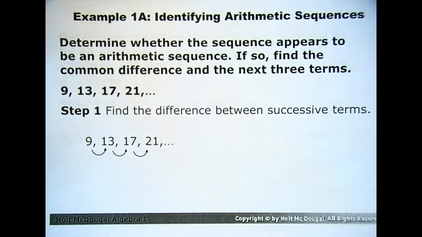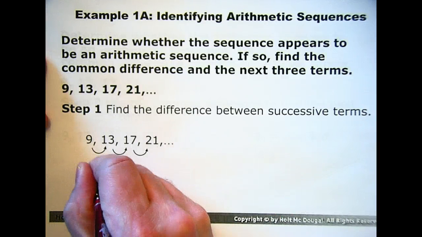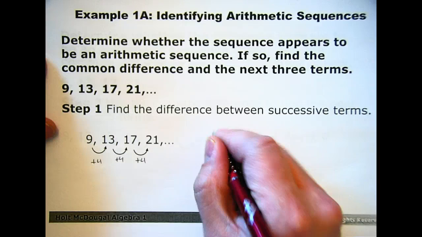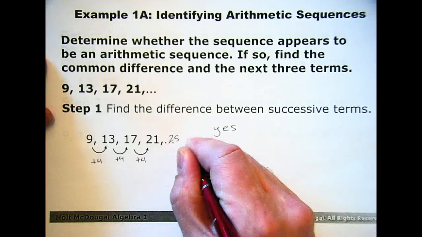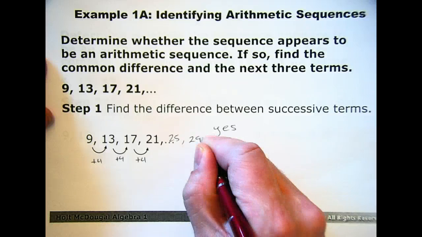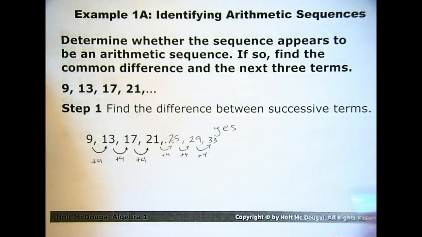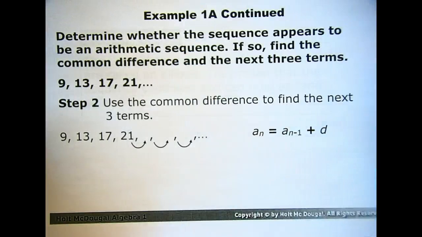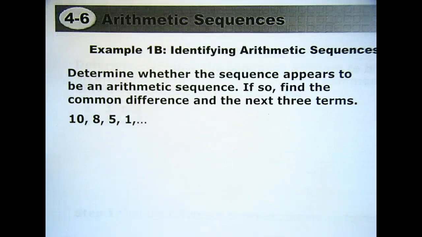Go for it. Determine whether the sequence appears to be an arithmetic sequence. If so, find the common difference and the next three terms. Ready and go. Ashley, what do you think? A 4? Is it an arithmetic sequence? Yes, because you're adding 4 every time. So yes, it's an arithmetic sequence. So the next three terms are? 25, 29, and 33. All right, so adding 4 each time. Questions on it? Pretty good? All right, next one.